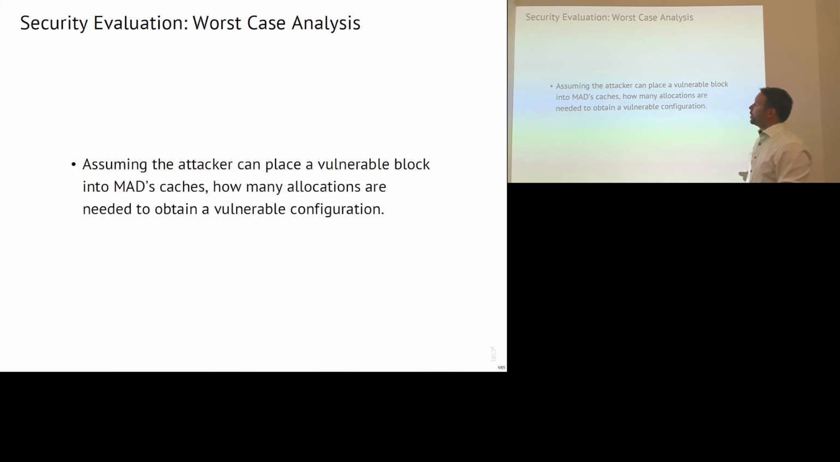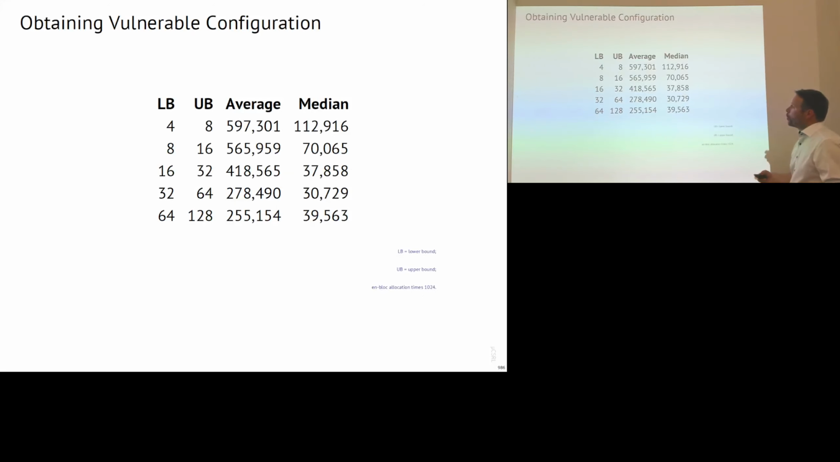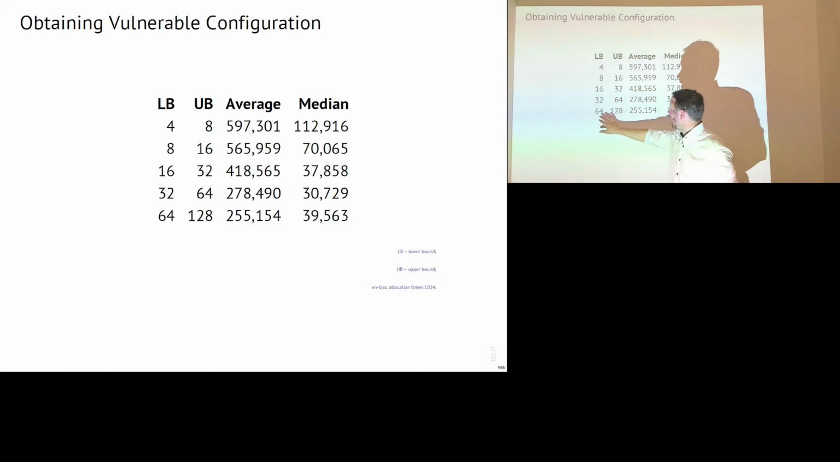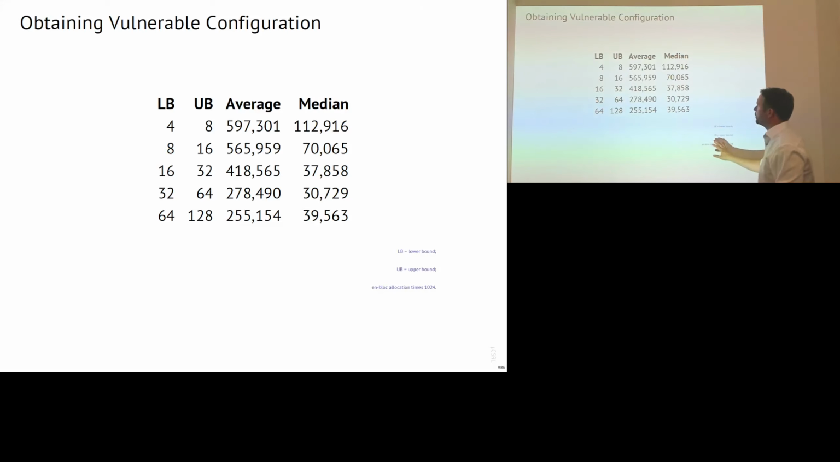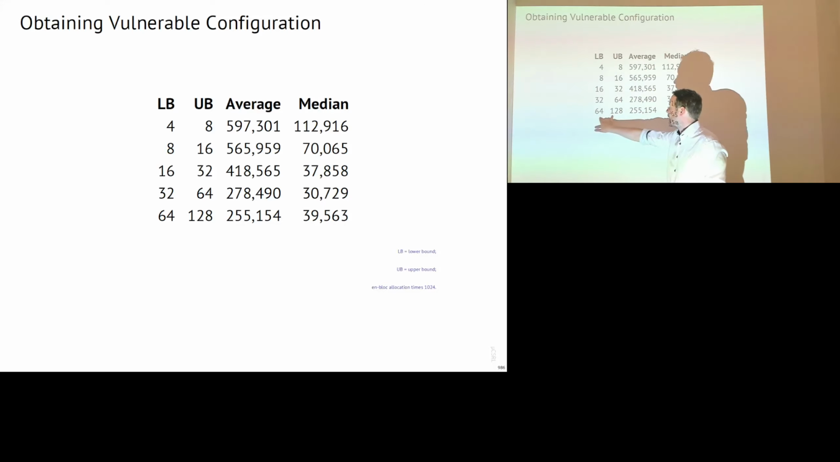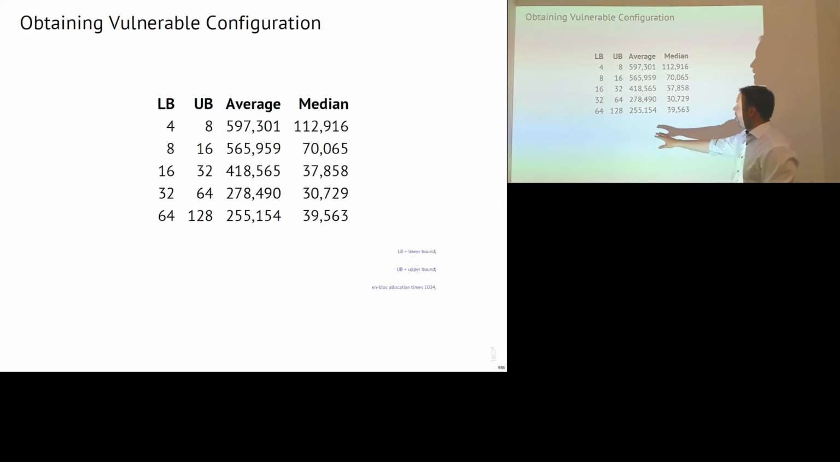So let's look at the security evaluation. We did a worst case analysis, a probabilistic one, where we assumed that the attacker can place a vulnerable block into MAD's caches, and then asked how many allocations are needed to obtain the vulnerable configuration. So what we find is that with the attacker using a multitude of different allocations, here he allocates between 4,000 and 8,000 blocks, 8,000 and 16,000, and so on, so this is a lower bound and upper bound. We find that on average, with the least amount of page blocks that he's allocating, he needs roughly 600,000 allocations, and this decreases to about 250,000 allocations if he allocates more blocks. That's the average that we found.